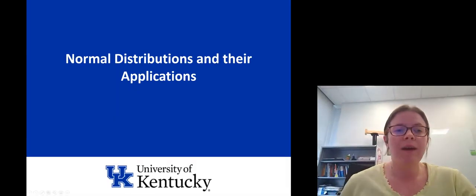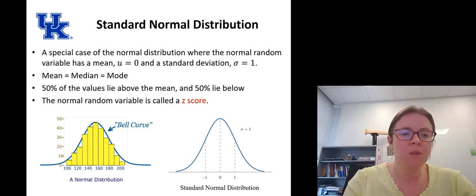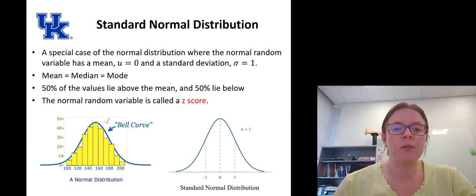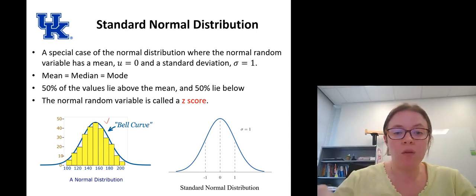All right, welcome back. Let's talk now about normal distributions and their applications. If you remember, the normal distribution was the one where everything was nicely centered around the middle point. There really was no skew to the right or to the left. There's a special case of the normal distribution where the normal random variable has a mean mu equal to 0 and a standard deviation, or sigma, equal to 1.